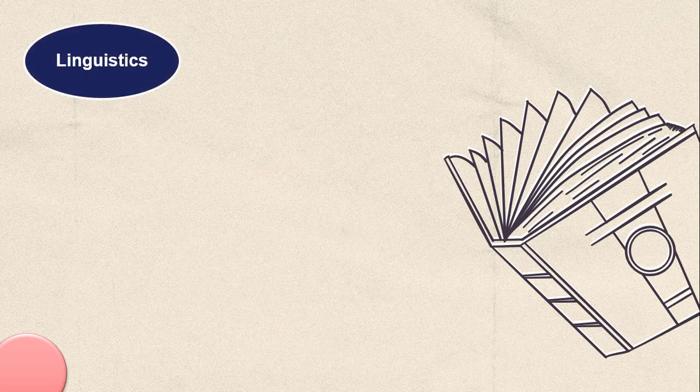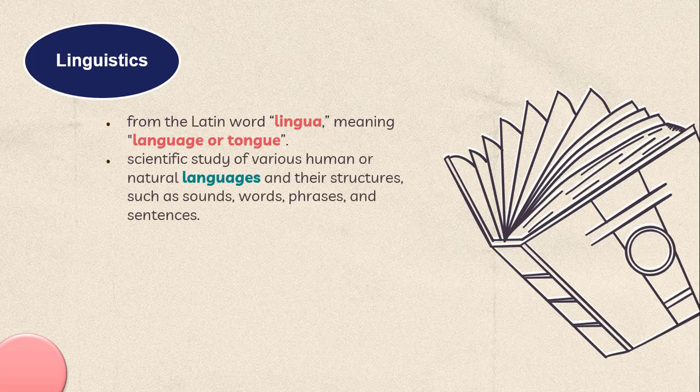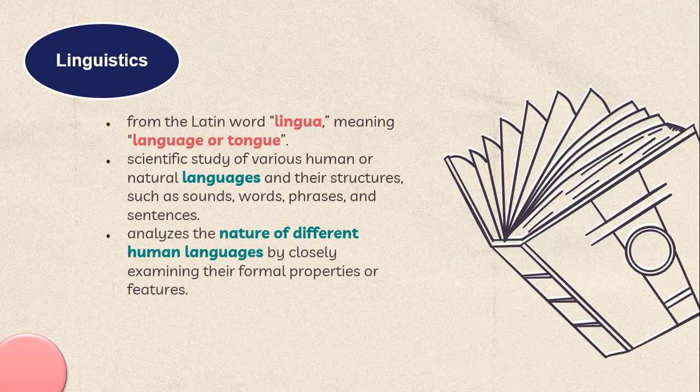Linguistics. Although considered as a field under anthropology, linguistics is still a discipline on its own due to its very broad topics. Linguistics came from the Latin word lingua, meaning language or tongue. It is the scientific study of various human or natural languages and their structures, such as sounds, words, phrases, and sentences. Linguistics analyzes the nature of different human languages by closely examining their formal properties or features.